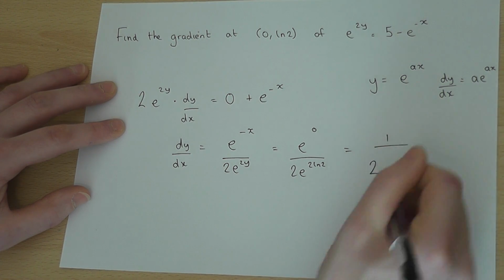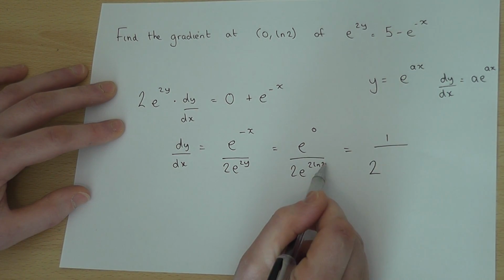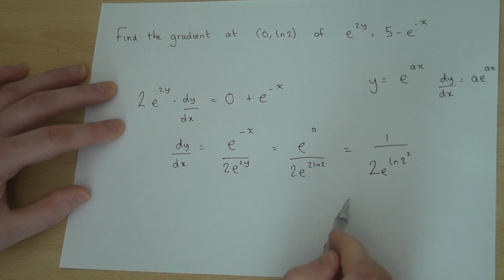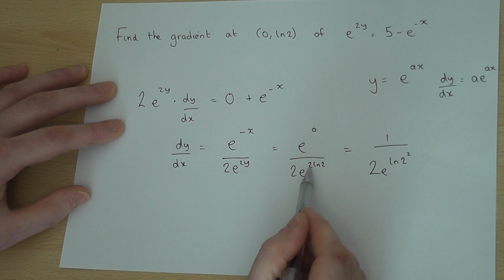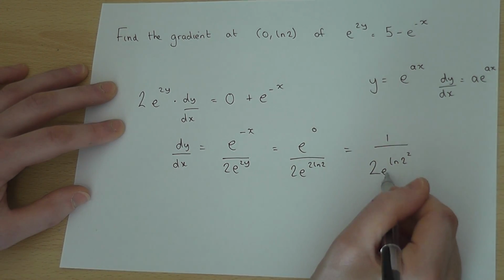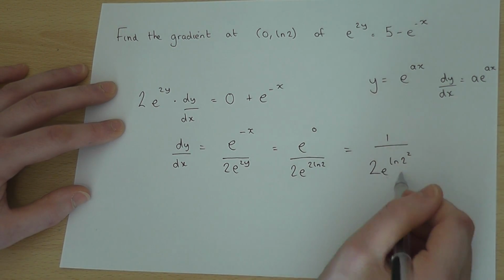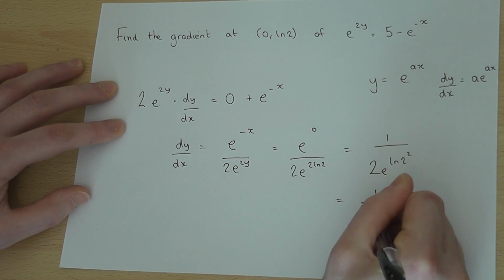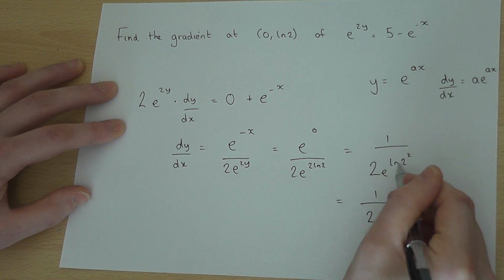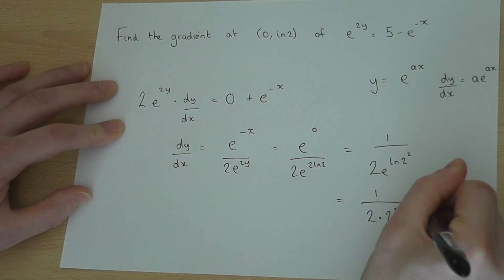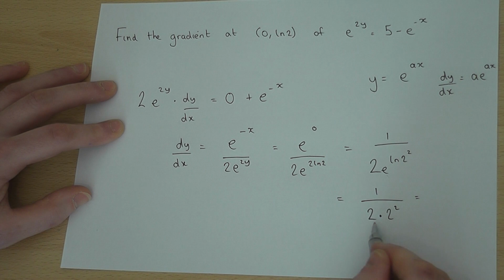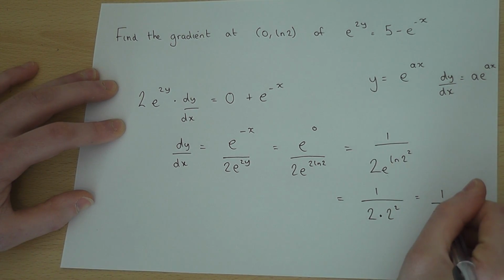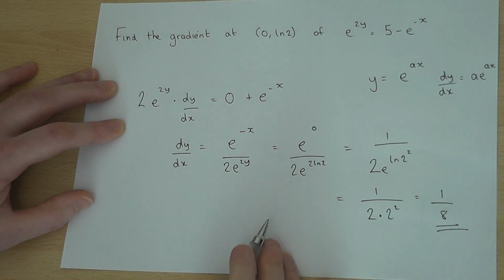There's a 2 here. Now if I raise 2 as a power, I get e ln 2 to the power of 2. So the 2 next to the ln can be raised as a power. Now I've got this, the e and the ln will cancel out because they're inverse functions. So I get 1 over 2, lots of, they cancel out, 2 squared. Now 2 squared is 4, 2 times 4 is 8, so the gradient at this coordinate is 1 over 8.